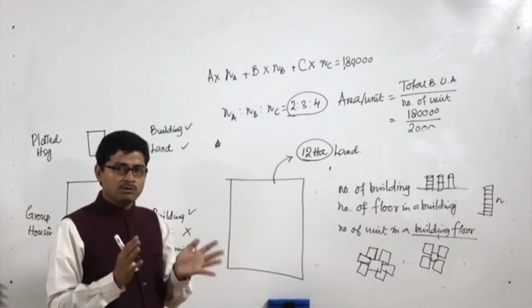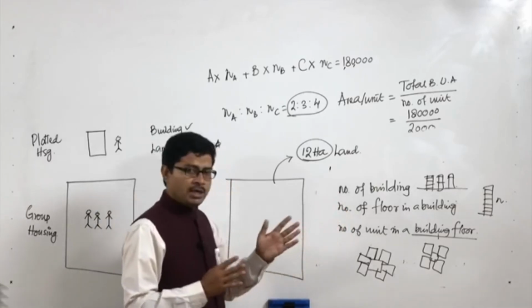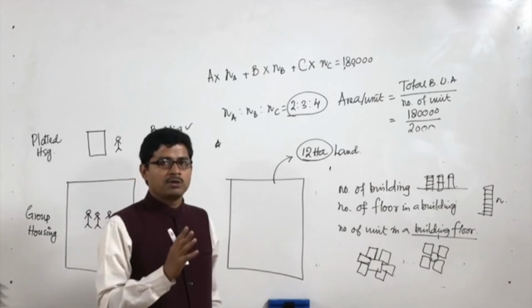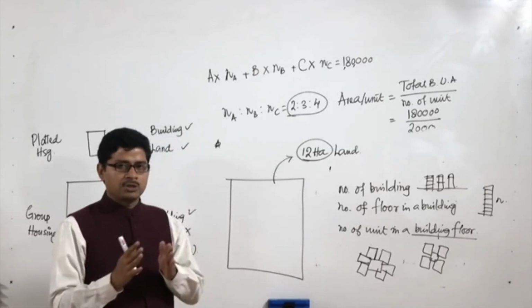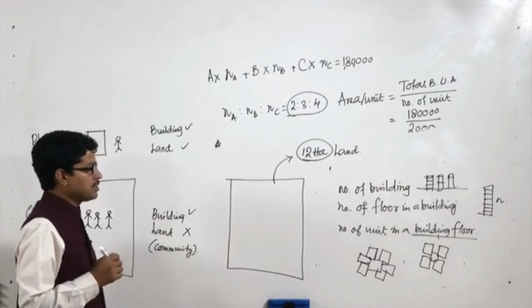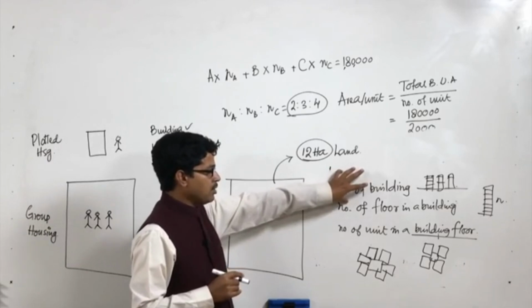So, considering all those things, you have to determine the number of buildings, number of floors, number of units, etc. So, there is no shortcut or straightforward formula. Only one thing can be told, that you can make several options, and out of the options you can choose 1 or 2.